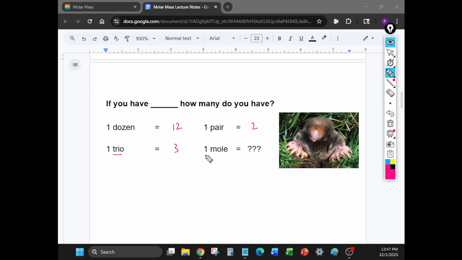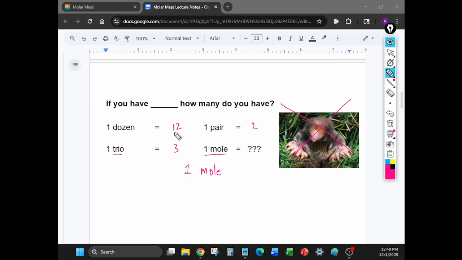Now, in chemistry, we have something called a mole. So on your paper, I want you to write down 1 mole. And I know the spelling is the same as this disgusting creature that lives in the ground, but it's completely different. In chemistry, it is not this animal right here. Okay, a mole in chemistry is a way of counting something.